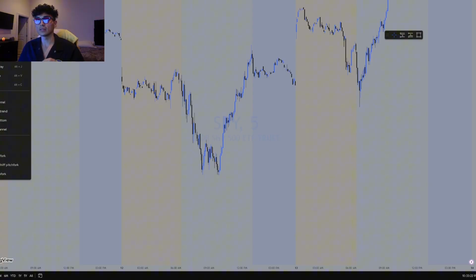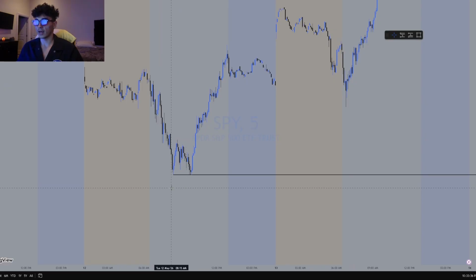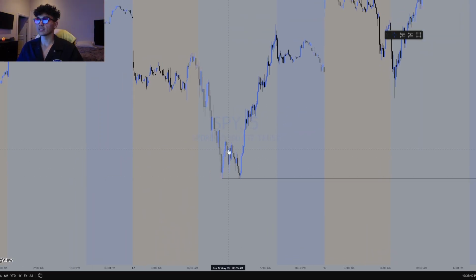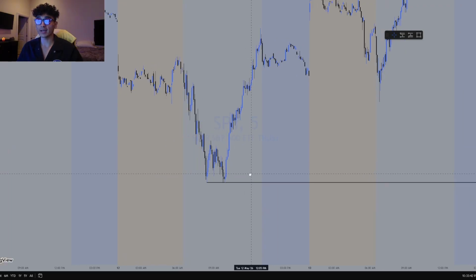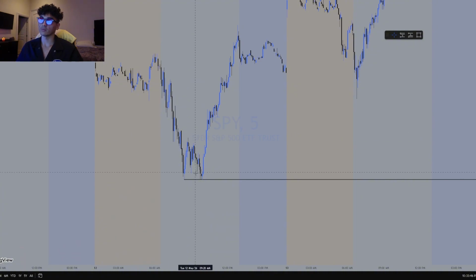So very, very simple, just like if we were to draw out our zone. It's going to be a little bit different, but I like to use the horizontal ray. You can also use the horizontal line. So what we're going to do is very simple, just mark out the bottom of that low. Now, as we can see here, once price returns back to that low, price respects that level very well, and then we have a strong move to the upside right off of our support level.